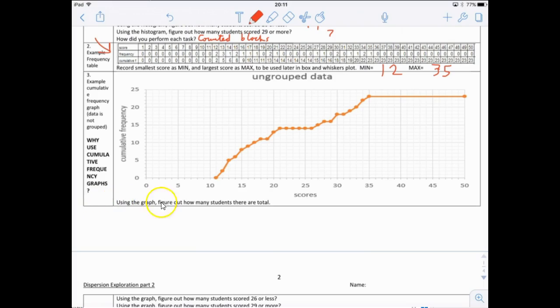Then here it says, using the graph, figure out how many students there are total. Well, we might remember that there are 23 students already in the sample, but if we look at this graph, we can see that this max line here corresponds to the number of students, 23. So from the graph, we can easily see that the total is 23 from looking at where this line lies. Okay, moving on to page 2.